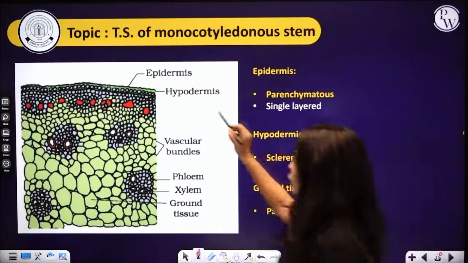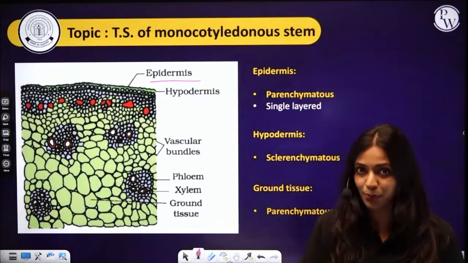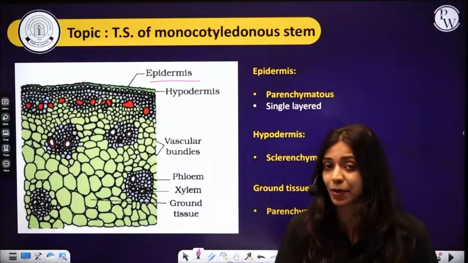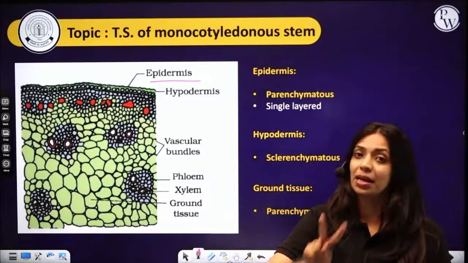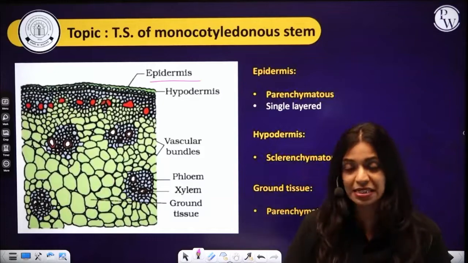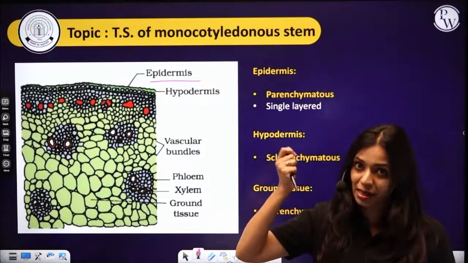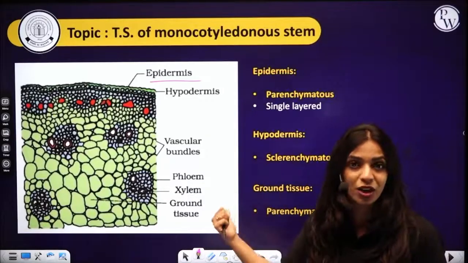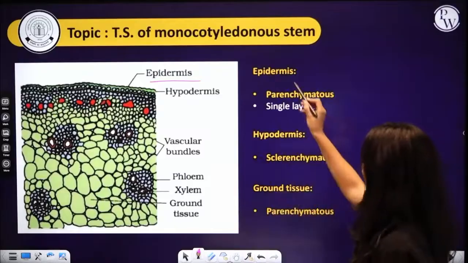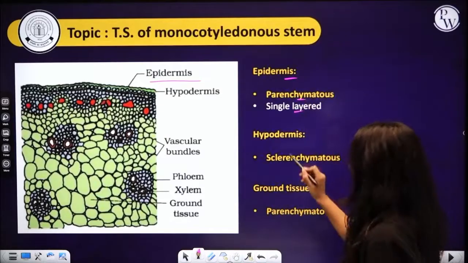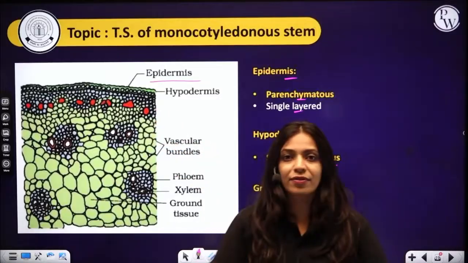As always, the outermost layer is the epidermis. Just below the epidermis, you have hypodermis, which is made up of sclerenchyma. Both dicot stem and monocot stem have a distinct hypodermis. The hypodermis in dicot stem is collenchymatous. The hypodermis in monocot stem is sclerenchymatous. Okay. So epidermis is parenchymatous, single layered. Hypodermis is sclerenchymatous. And below that, you have ground tissue.